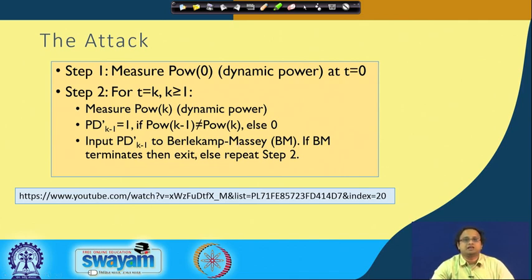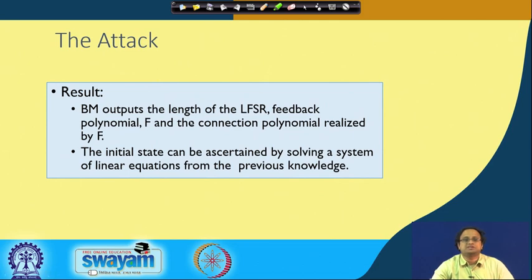Now at some point, the Berlekamp-Massey algorithm will terminate, and then I exit, which means I have been able to give enough data to the Berlekamp-Massey algorithm so that it can reconstruct the LFSR. So the result says that the Berlekamp-Massey algorithm outputs the length of the LFSR and also the feedback polynomial f and also the connection polynomial, which is realized by f.